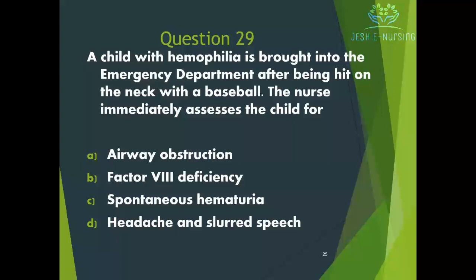Always remember the question is: immediately assess. So, the highest priority, ABC, is the priority. So we need to check the airway obstruction. Because in the emergency, after being hit on the neck with a baseball, even a small hit puts the patient at risk for bleeding. Once the bleeding occurs around the neck, it may press on the airway and cause airway obstruction. So ABC is the priority. The answer is airway obstruction.